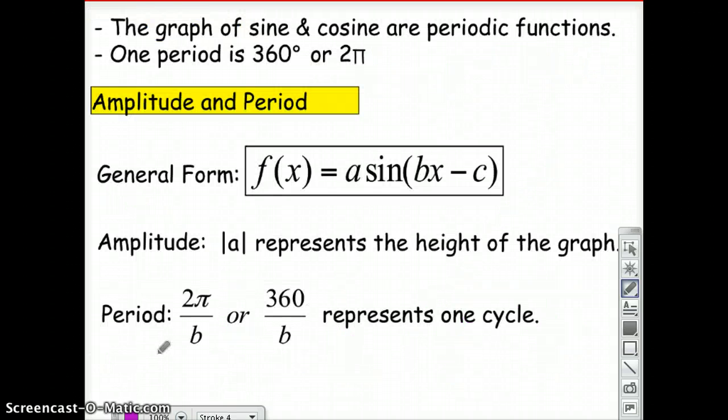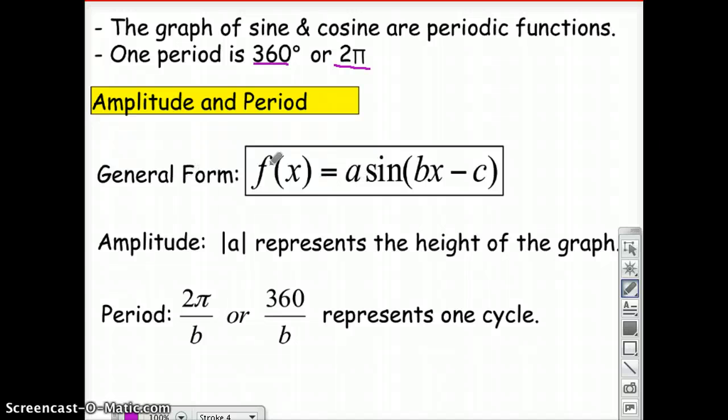Okay, now let's talk about transformations. The graphs of sine and cosine are periodic functions, meaning they repeat after one period. So one standard period is 360 degrees, or if you're talking radians, 2 pi. The amplitude generally goes from -1 to 1. But just like with quadratics and linear functions, once you start putting numbers in front and numbers inside, things change.